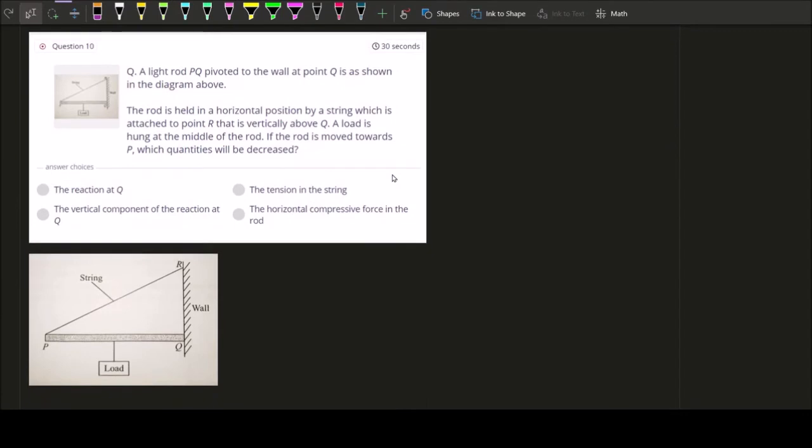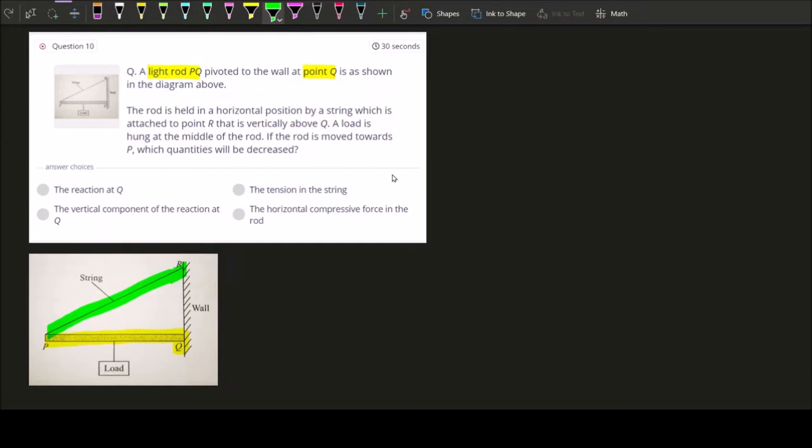Okay, question 10. Question 10 says you have a light rod PQ. This is the light rod, the horizontal light rod. Light rod means it is massless, and this massless rod is pivoted to the wall at point Q, as shown in the diagram. The rod is held in a horizontal position by a string. So this is a string, and because of this string, this rod here remains horizontal.